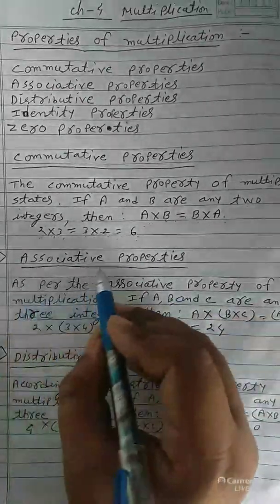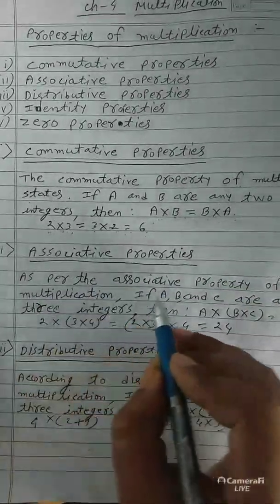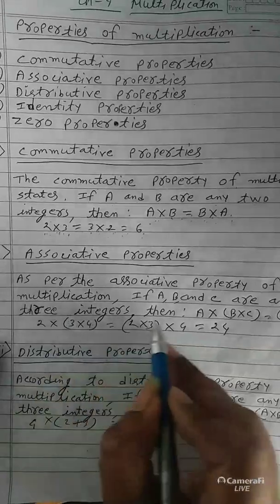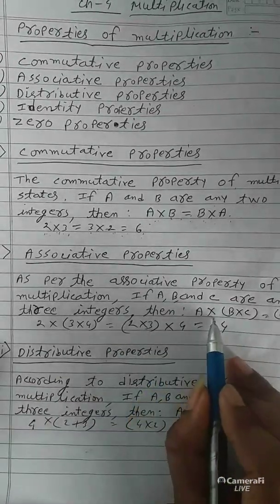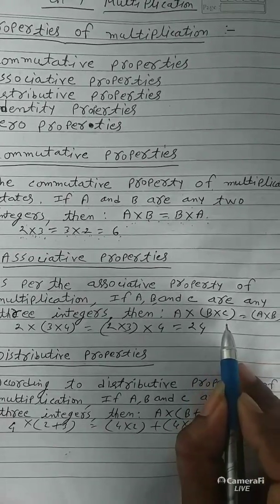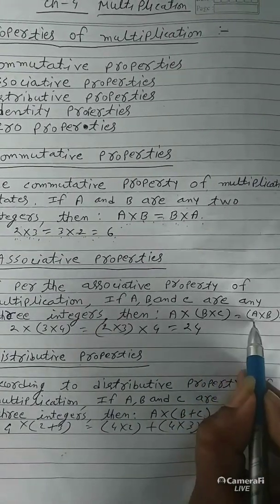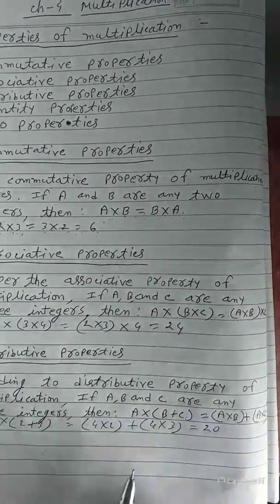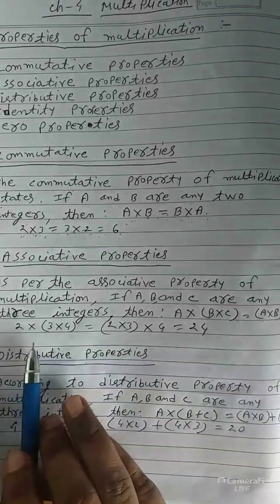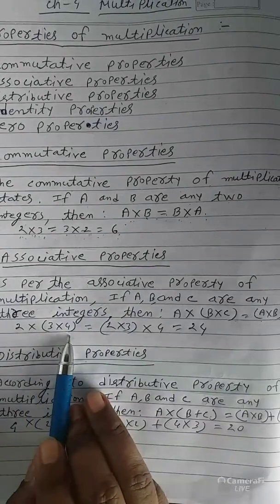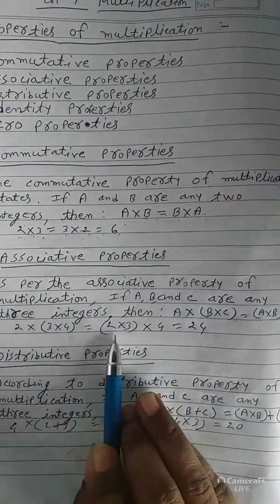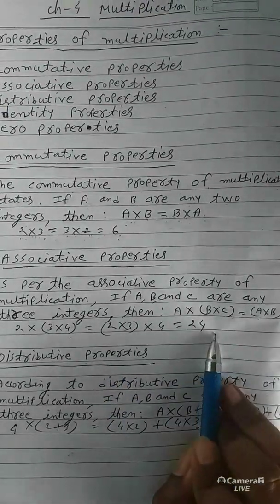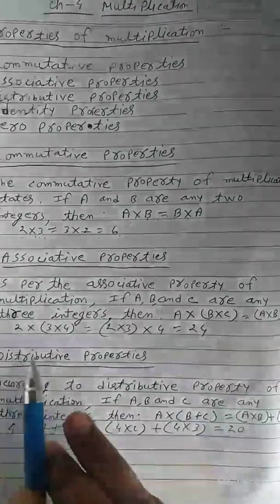Number 2 is the associative property. As per the associative property of multiplication, if A, B and C are any three integers or numbers, then A into (B into C) is equal to (A into B) multiply C. Number example: 2 into (3 into 4) is equal to (2 into 3) multiply 4 is equal to 24. Okay, this is the associative property.